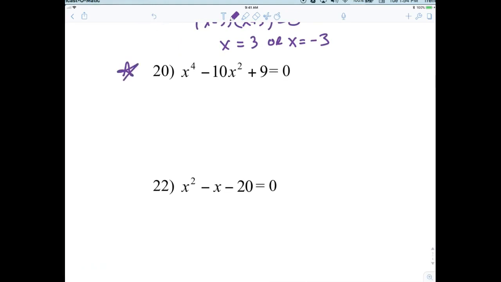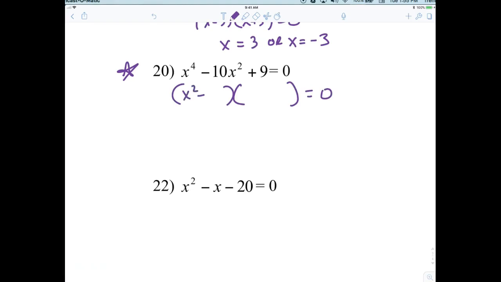Somebody tell me how many solutions we have on 20. 4. Why is it 4? Because the exponent is 4. The fundamental theorem of algebra says the largest exponent gives you the number of solutions. So in this case, there are 4 solutions, so we have to factor this properly. I should factor that into what?